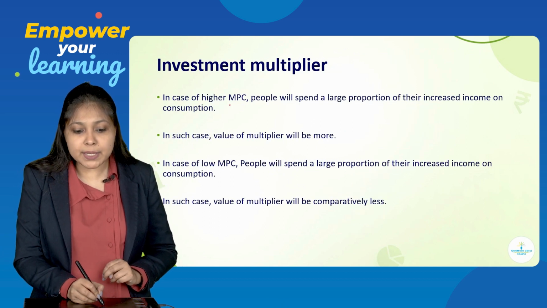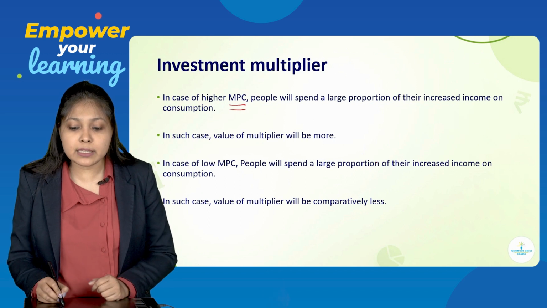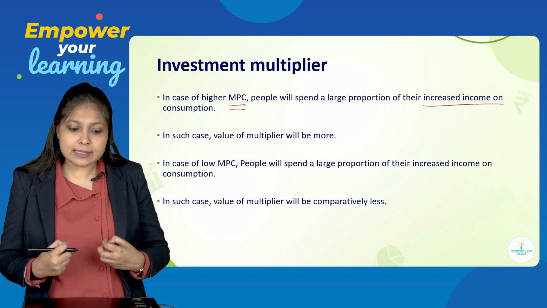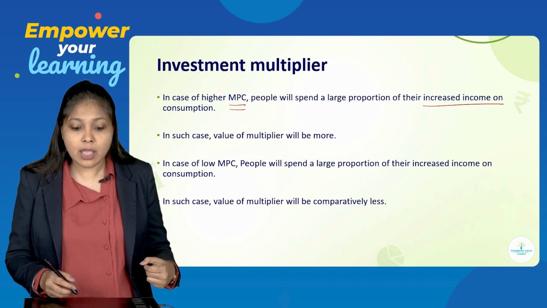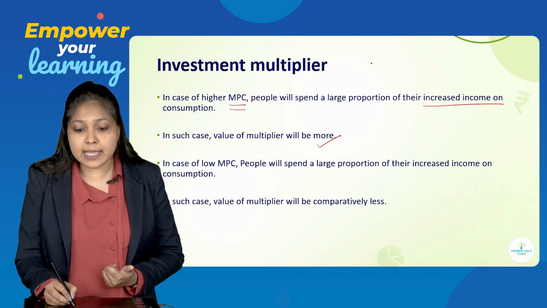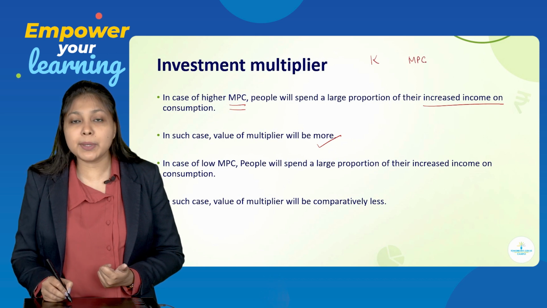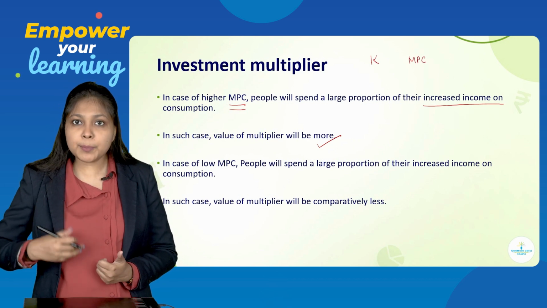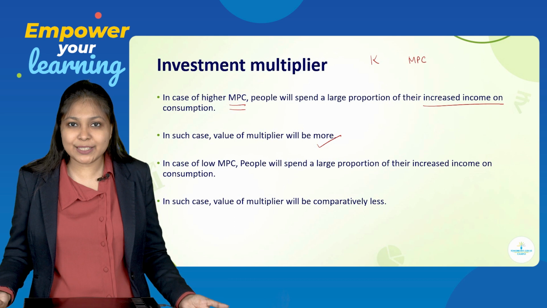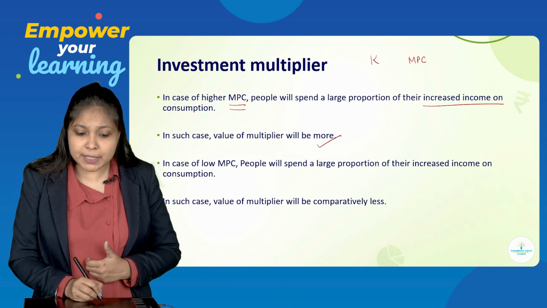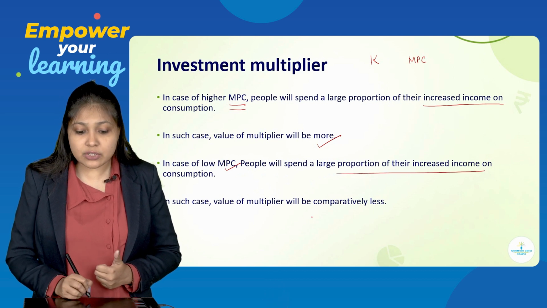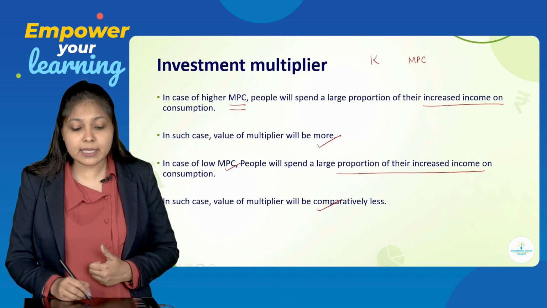In the case of higher MPC, people will spend a large proportion of their increased income on consumption. More the MPC, more will be the consumption. Lesser the MPC, lesser will be the consumption. In such a case, the value of multiplier will be more, as we have already said that there is a direct relationship between multiplier and MPC. The more people consume, the more income will be generated in the economy, right? And that is what multiplier talks about. In case of low MPC, people will spend a small proportion of their increased income on consumption. In such a case, the value of multiplier will be comparatively less.